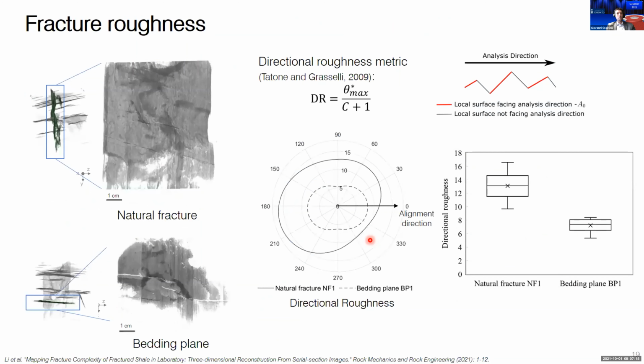Furthermore, by being able to clearly digitize our surfaces, we could start looking at parameters like fracture roughness. And what we noticed is that the natural fracture roughness is definitely rougher than the roughness of bedding planes.